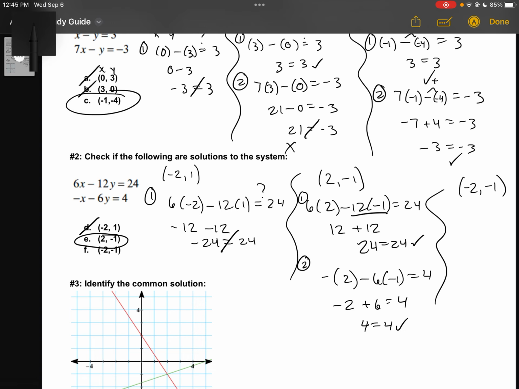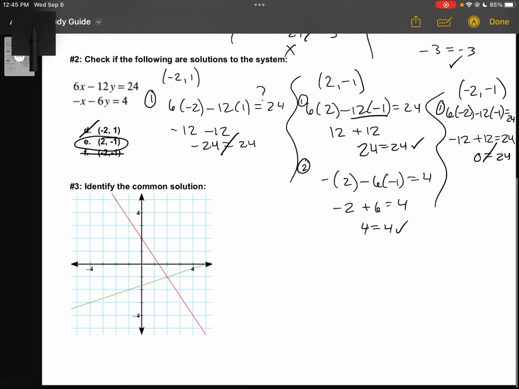So we could have negative 2, negative 1. We're trying to see, does this equal 24? Running out of space on the side. So negative 12, positive 12, does that equal 24? And what we're going to see here is 0 does not equal 24, so we can confidently eliminate answer choice F. So again, a little bit tedious here plugging in. Be careful with those negative signs. Use parentheses when you plug in, but as long as you do it consistently, you will be in great shape for solving and identifying the correct solution that balances both equations.